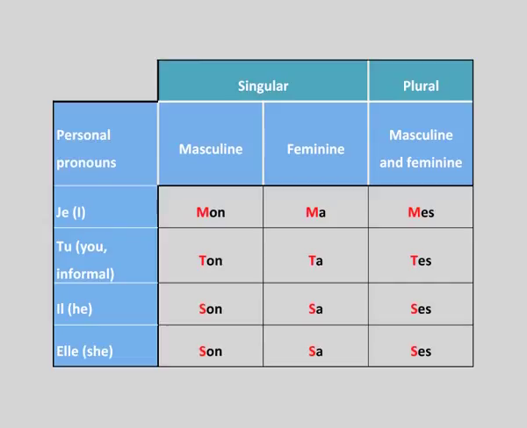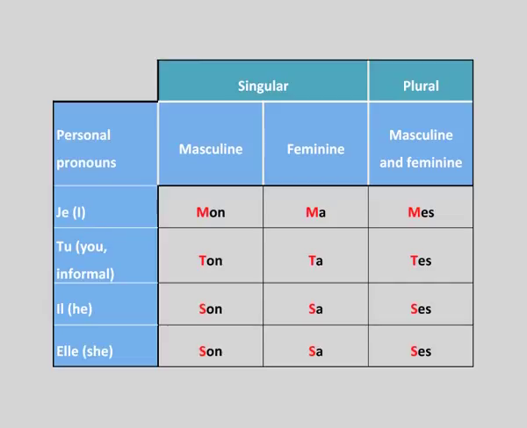The possessive adjective associated with the next 3 personal pronouns, that is, tu, il, and elle, follow the same pattern. So let's first look at these. The following table summarizes the different inflected forms of the possessive adjectives that correspond to tu, il, and elle. Tu, which is informal you: ton, ta, tes. Il: son, sa, ses. And elle: son, sa, ses.